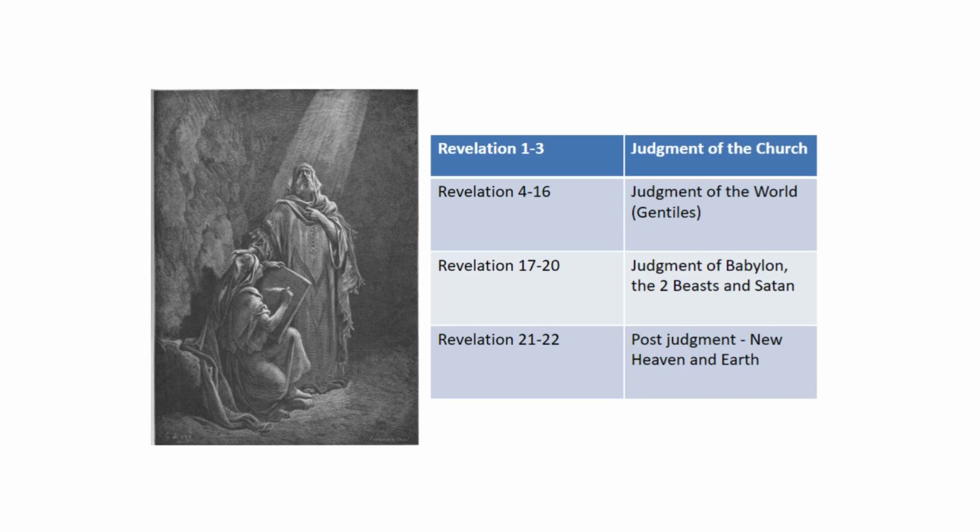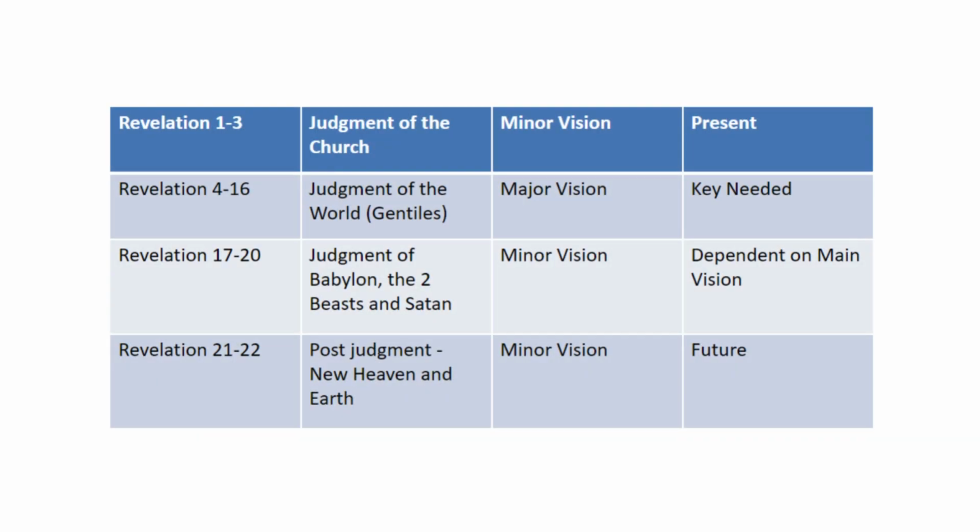If we look at the contents of the 4 visions, we can see that 3 are minor and 1 is a major vision. They are all relatively short except for the judgment of the world, which covers chapters 4 through 16. Now that we have broken the book down, let's utilize the key.